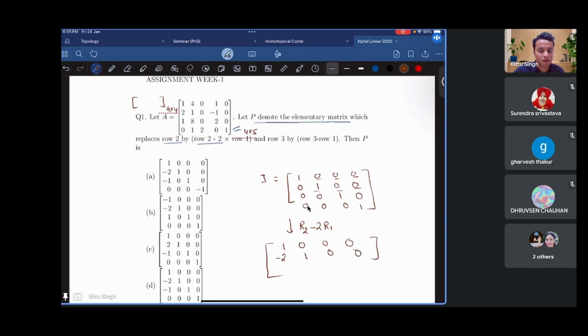What will be the third row? The third row is given by row 3 minus row 1, that is R3 minus R1. If we apply this process, this is row 3 and this is row 1, just subtract row 1 from row 3. So what will be the value? 0 minus 1 will be minus 1. After that, all are fixed because all those entries are 0 in row 1. So it will become this. There is a 1 corresponding, and after that everything is 0.